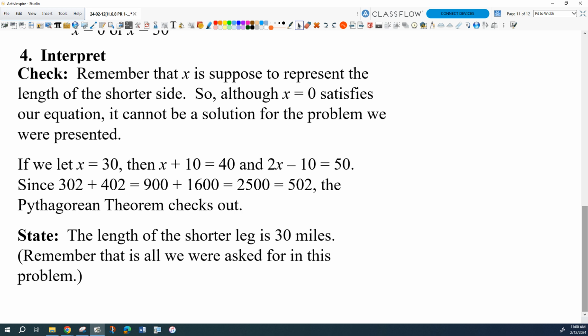If x equals 30, then x plus 10 is 40. So there's one side length. 2x minus 10 is 50. So we get a 30, 40, 50 triangle. Okay? And that would work.